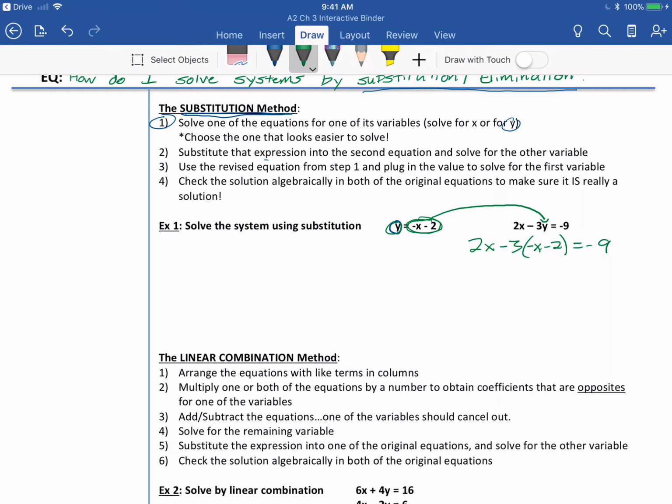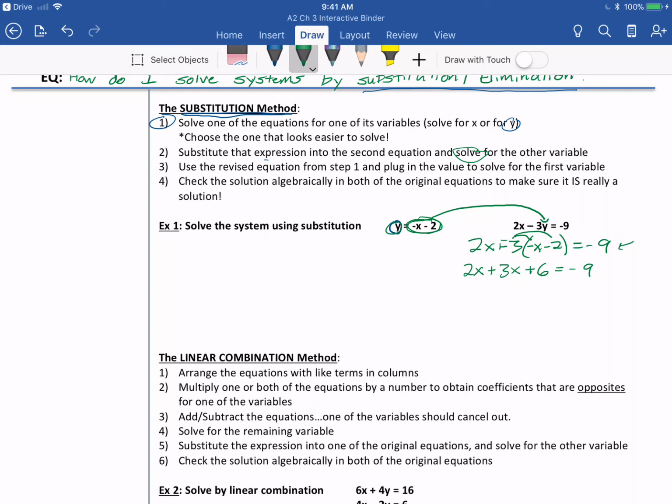And if you notice here, now I only have one variable. I only have x. I don't have any y's in this equation. So now the second part of number 2, we're going to solve for that variable. We have 2x. I can distribute this negative 3. I like to have a plus here, plus a negative 3. So negative 3 times a negative x is going to be 3x, and then negative 3 times negative 2 is going to be positive 6, equal to negative 9.